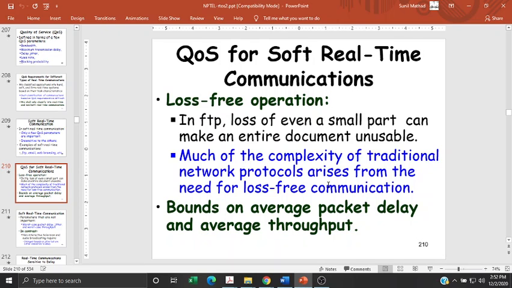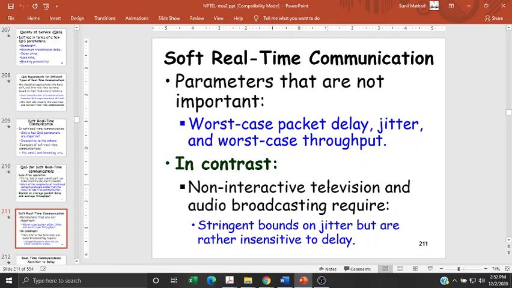Much of the complexity of traditional network protocols arises from the need for loss-free communications. So normally whenever you start studying digital communications, it is bit error rate or packet loss with which you start evaluating a system. But later, on account of the real time, you also start worrying about the timing. So average packet delay, average throughput. Some nomenclature: whenever you say that we are negotiable, it is negotiable up to a certain limit, right? So that's where the bounds on average packet delay or average throughput are to be decided and agreed, even in non-real-time communications or soft real-time communications.